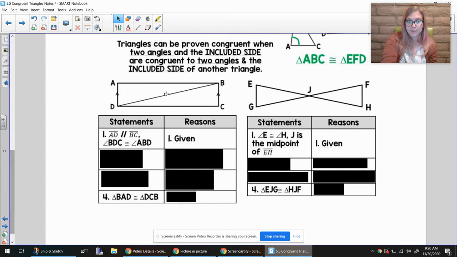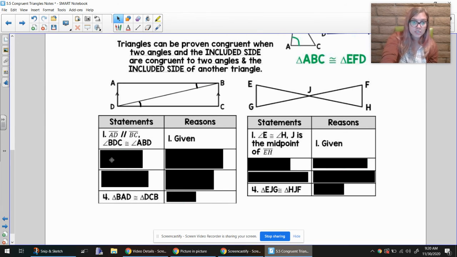So let's look at our examples. We have AD is parallel to BC, and angle BCD is congruent to angle ABD. So let's write that in. Angle BDC is congruent to angle ABD.